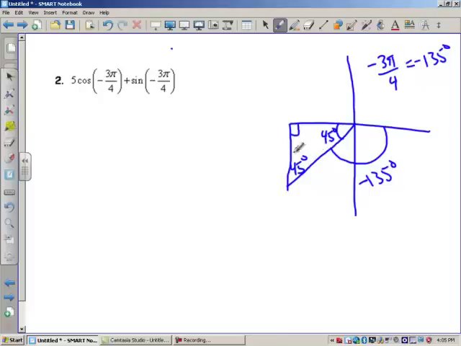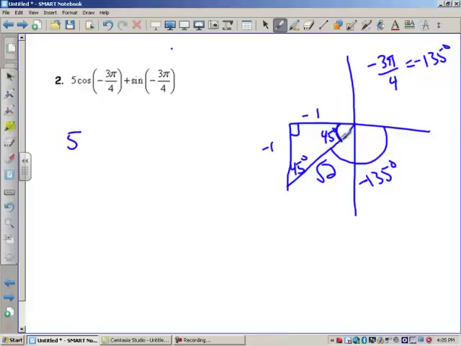Let's label our sides. We put 1s across from the 45 degrees, but they're both negative because we went left and down. The hypotenuse is square root of 2. So now that I have my picture, I can answer these. Just bring the 5 straight down. And let's answer the cosine of this angle.